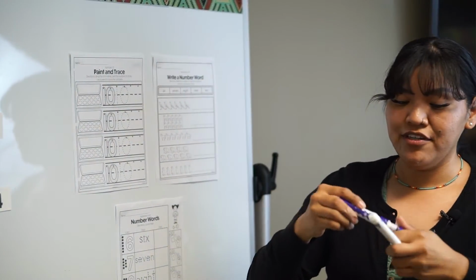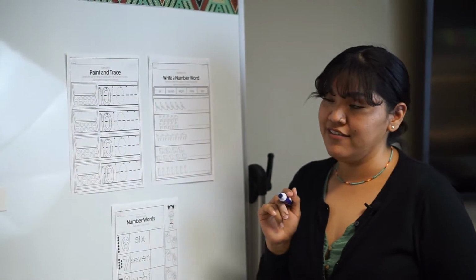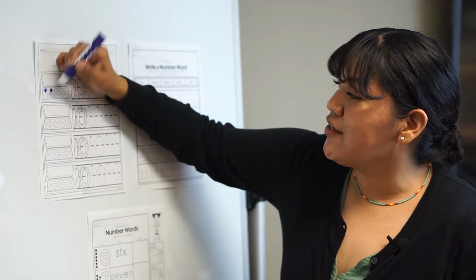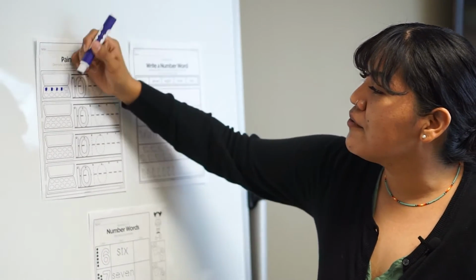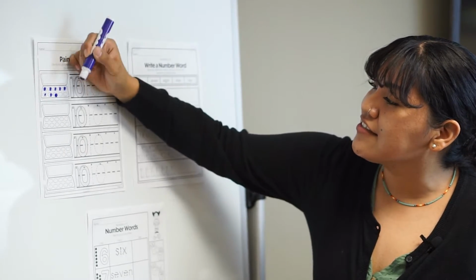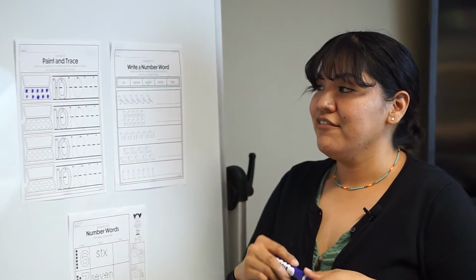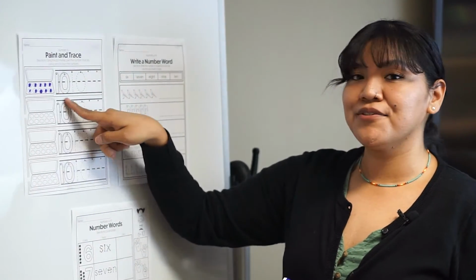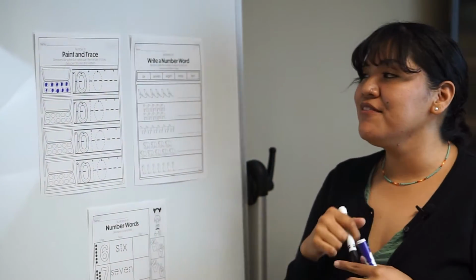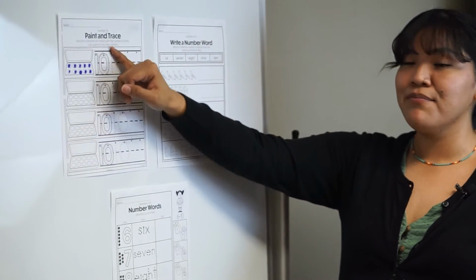All right, so let's open our dot marker and let's count and fill in the dots, all right? So let's start. We have 1, 2, 3, 4, 5, 6, 7, 8, 9, 10. We filled in 10 circles. They're all filled. All right, everyone got their pencil in their hand. Have your pencil in your hand.